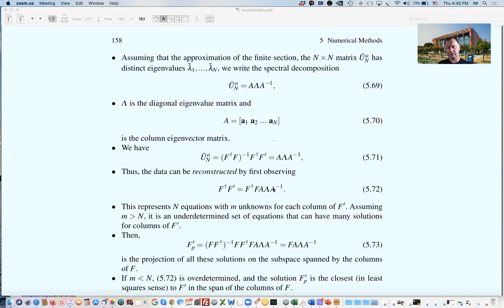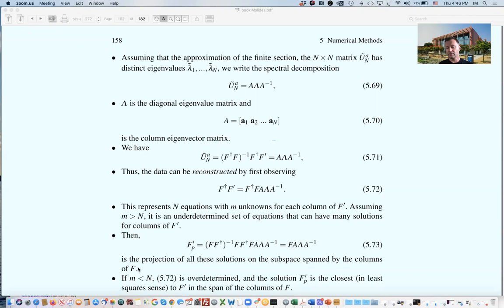But since it's M by N, we multiply it by this whole thing. And that's really the projection of all these possible solutions on the subspace that's spanned by columns of the data matrix. So in some sense, we are saying, let me get the projection on the span of data that I have collected, and I'm going to proclaim that to be the solution, given that I don't have enough information because I have an underdetermined set of equations.